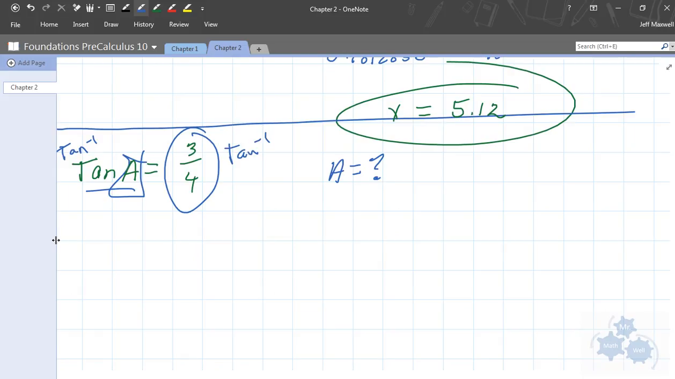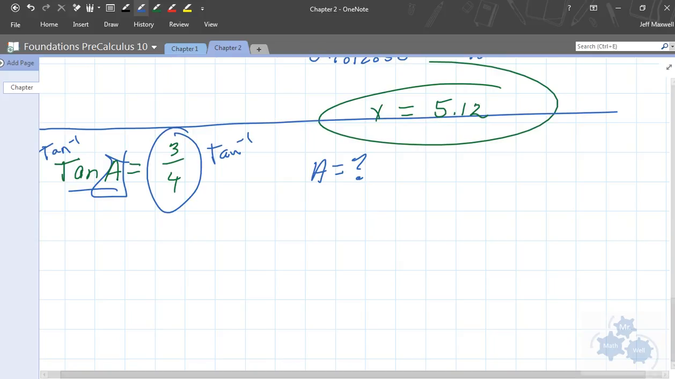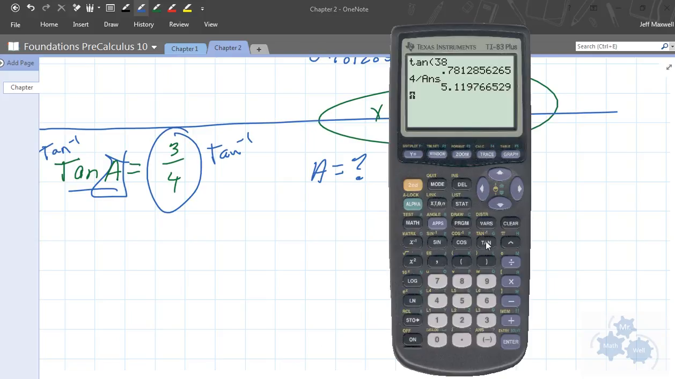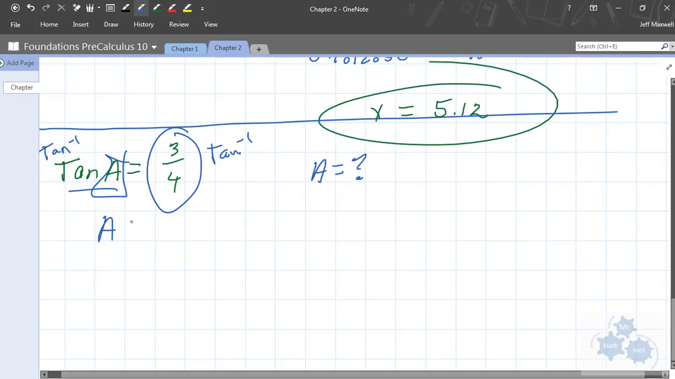And that looks really scary. It's not. All you do is this. Second function tan. You see how it throws it up there like that? And then you put in 3/4, 3 divided by 4. And so you're saying, okay, here's the ratio, I want to find what angle that is. Hit enter. There you go. 36.87. So A equals 36.87. That's the angle that yields this as a ratio.